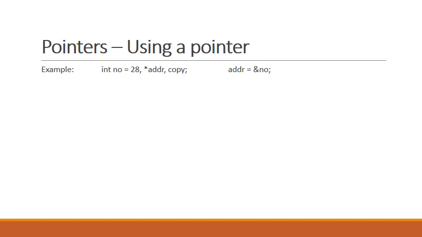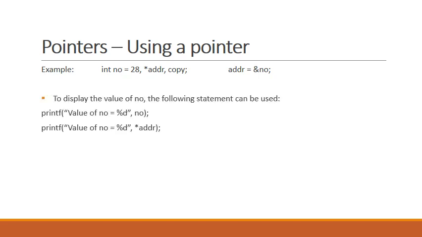To continue with that, we can just consider the same example. int NO = 28, *ADDR, copy. Here we have another variable called copy, right? So as we used previously, we have assigned ADDR the address of NO with ampersand of NO. Here, how will you print the value of NO? If you want to print the value of NO, we can use two methods.